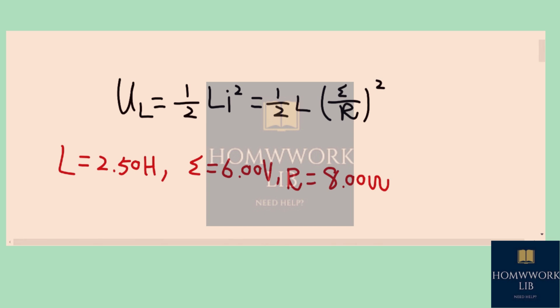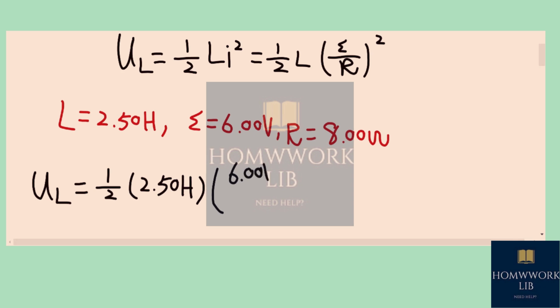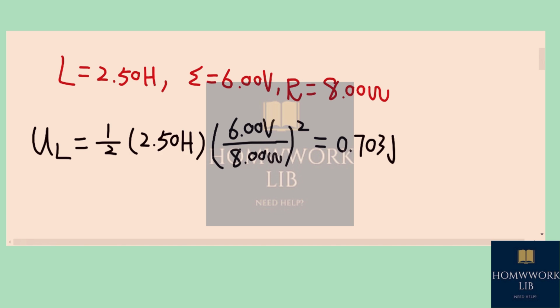So we know the inductance is equal to 2.5 Henries, EMF is 6 volts, resistance is 4 ohms. If we plug back into the equation, we'll have the energy stored in the inductor is equal to 1/2 times 2.5 Henry multiplied by (6 volts over 4 ohms) to the power of 2. And this will give us the energy stored in the inductor is approximately equal to 0.703 Joule.